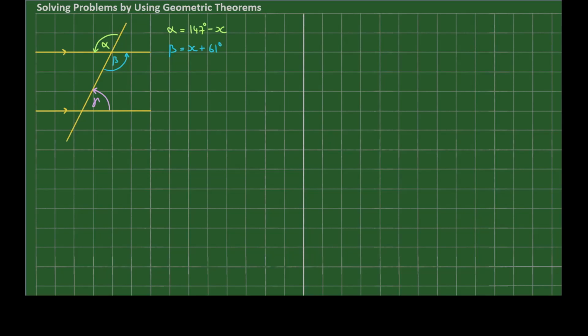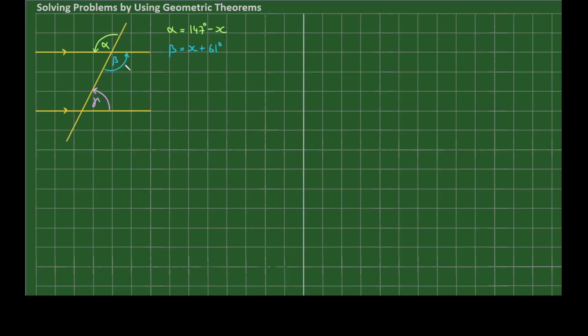Hello good people, I'm going to solve a few problems by using geometric theorems and reasoning. We have two parallel lines that are being cut by a third. We're also told that angle alpha is 147 degrees minus x, while angle beta is x plus 61. Suppose that we need to solve for x as well as for gamma.